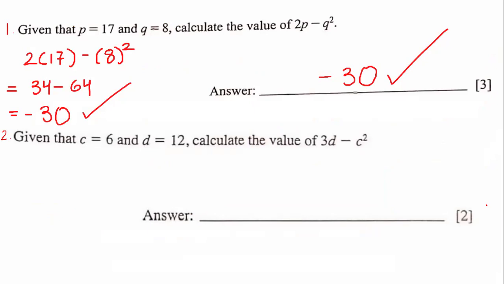0. All right, let's see. How did y'all get 0 though? 3 times what? What is D? 12. D is 12. 3 times 12 is 36. What is C? C is 6. 6 squared is 36.